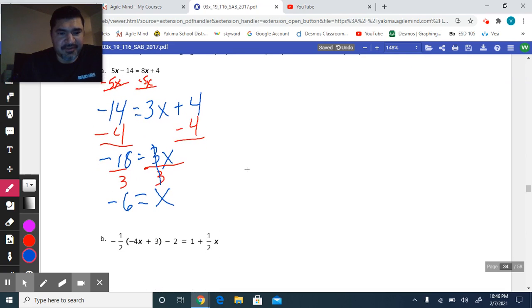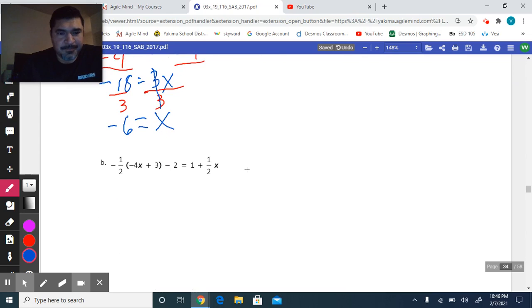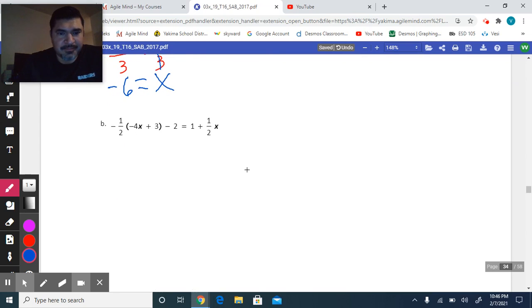Okay, so let's go ahead and move on to part B. Oh, we've got fractions on this one. All right, so let's go ahead and distribute this negative 1/2. So negative 1/2 times negative 4 is going to be positive because we have a negative times a negative. And then half of 4 is 2. So I have 2x.